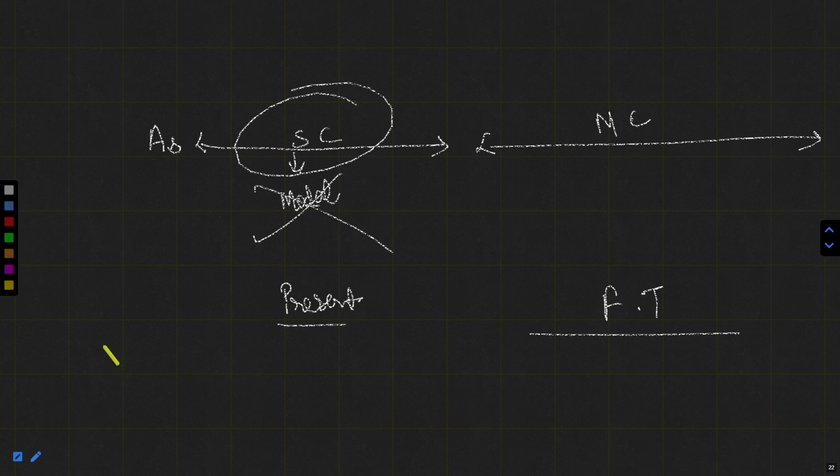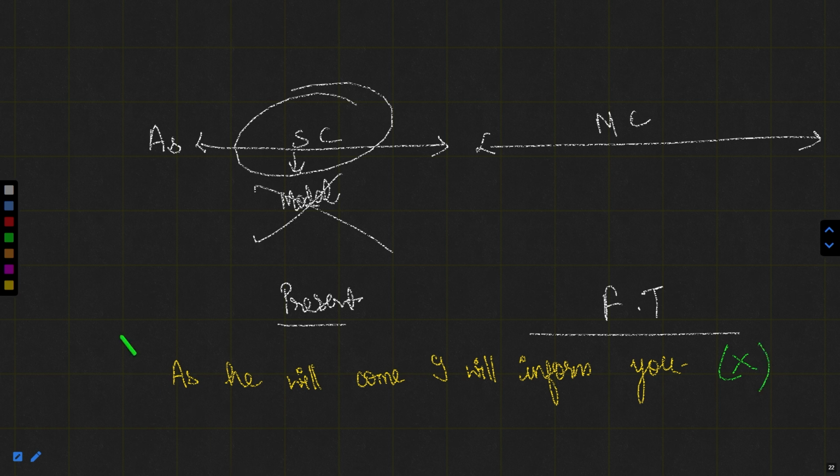For example, if I say, "As he will come, I will inform you." Now, do you think this sentence is correct? No, absolutely not. The sentence is incorrect. Why so? Let me mark it red. To rectify it, I will remove "will" from here, and "come" should be written as "comes." So the correct sentence will be, "As he comes, I will inform you." So this will be the correct sentence.